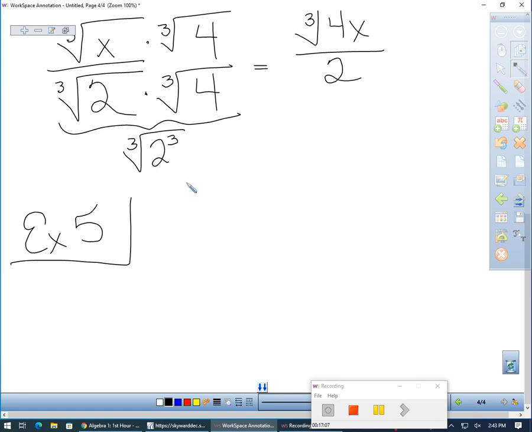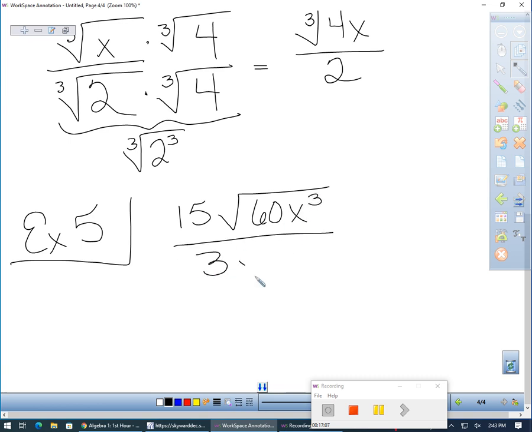All right, what if we had something like this? Let's say I have 15 square root of 60 x to the third over 3 square root of 120 x. So, first we want to reduce it. Let's start on the outside of the radical this time, because I haven't included anything outside the radical yet, have I? What can I reduce outside?